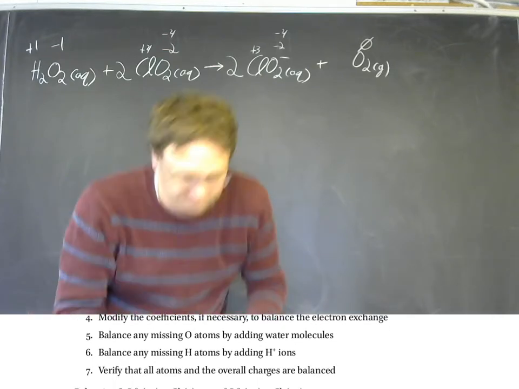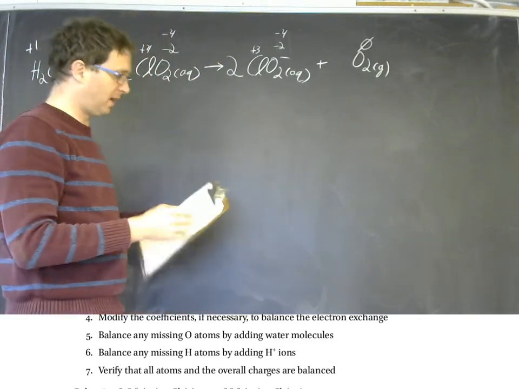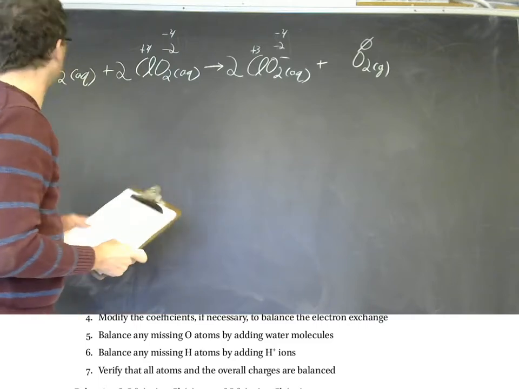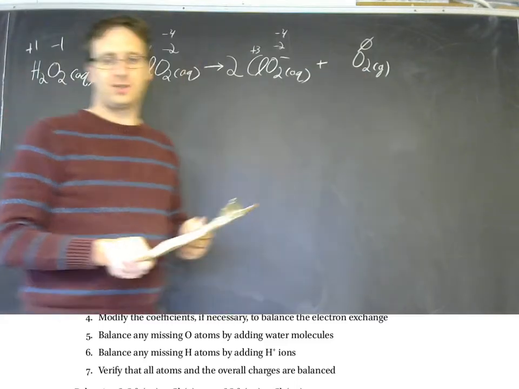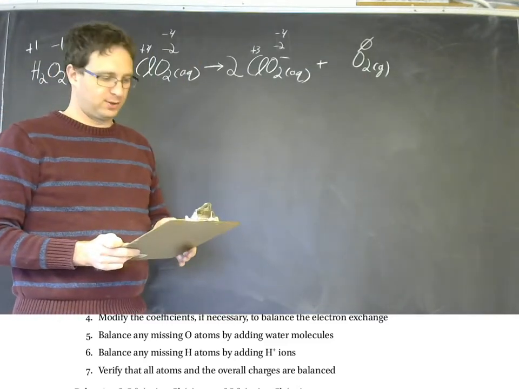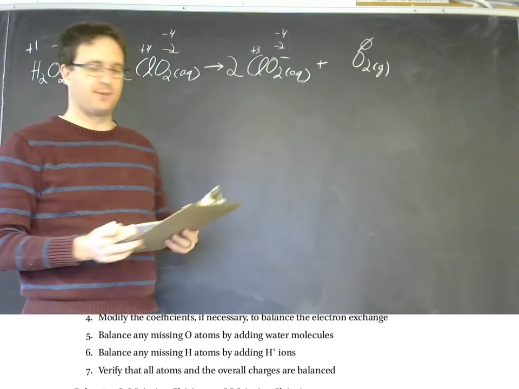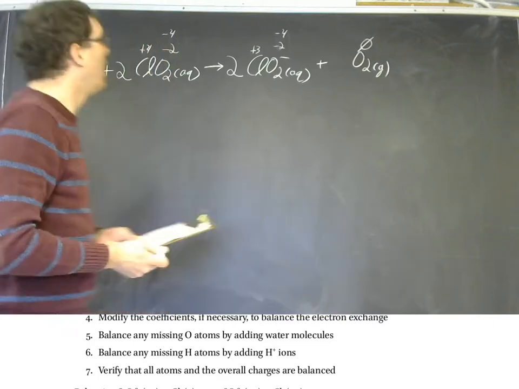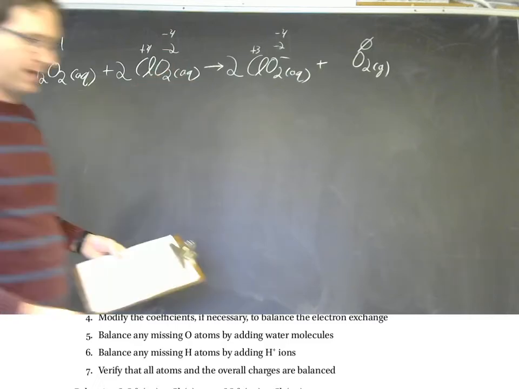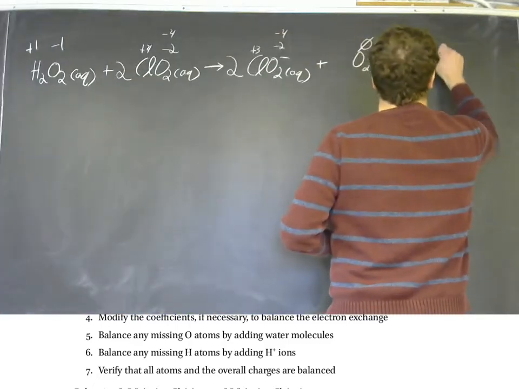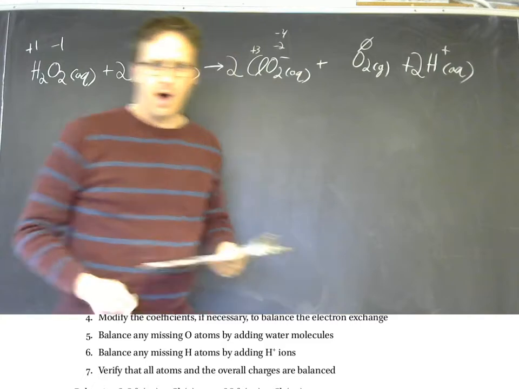Okay, now we're going to balance any missing oxygen atoms by adding water molecules. I have 1, 2, 3, 4 oxygens on the left, 1, 2, 3, 4 oxygens on the right, and so there's no problem there. And then we're going to balance any missing hydrogen atoms by adding H+ ions. And so we are missing 2 hydrogen atoms here on the left and none on the right. So we will add 2 H+, and there are 2 of them on the product side.